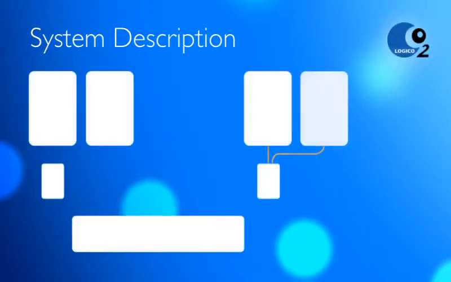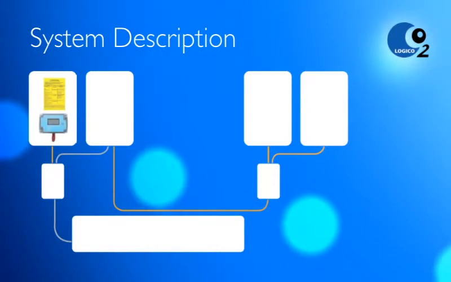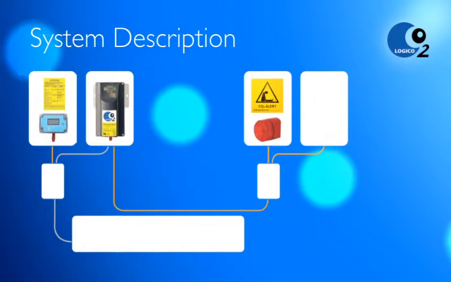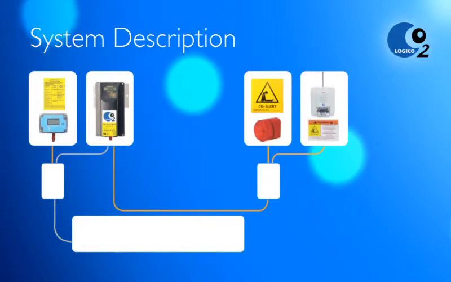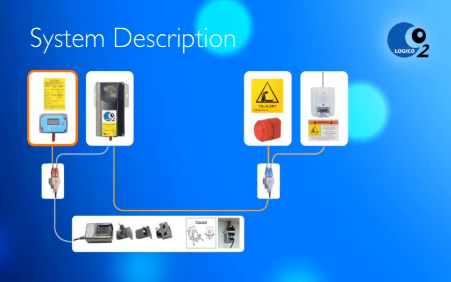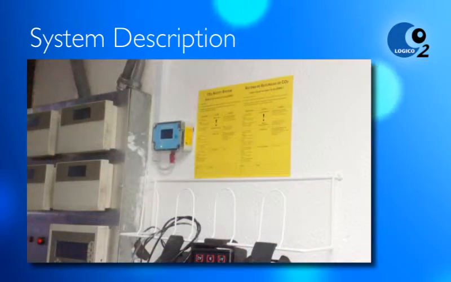The system is comprised of a central unit, a CO2 sensor, a red warning lamp for low alarm, and a white horn strobe for high alarm. The blue central unit has a display that reads the CO2 values from the sensors. It is mounted in the manager's office next to a yellow what to do sign.